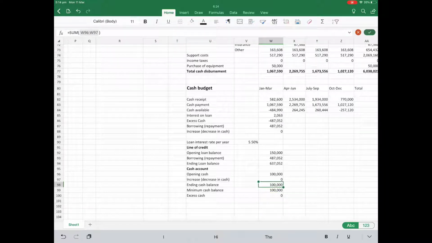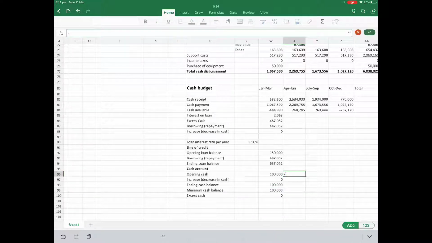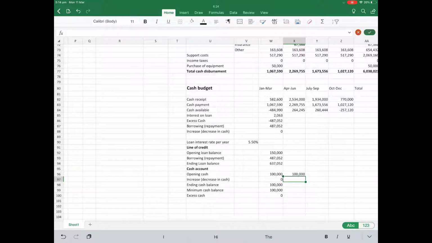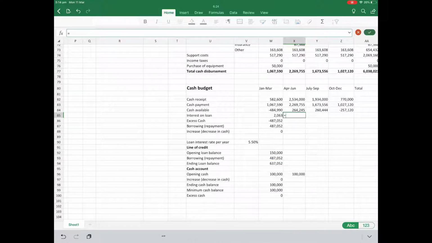Now what do we do here? We transfer the ending cash balance from here to here. Why? Because the ending cash balance of March is the opening cash balance of April. How do we calculate the interest on loan here? We need to know how much we owe the bank, and that is this amount. So to calculate the interest on loan here, you take the ending loan balance of the first quarter and multiply it by the interest rate per year and divide by 4.